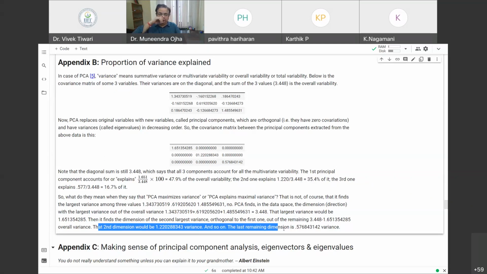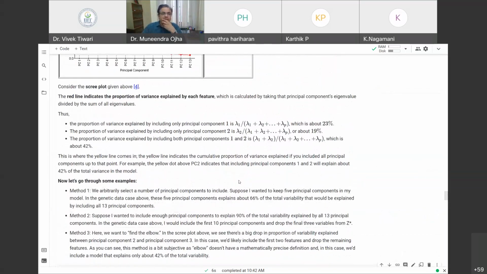So the first principal component finds the direction and then the projection of the original data in that direction. The second principal component finds the direction of remaining maximum variance and then the projection of data on that direction, and so on. So this is the second method.